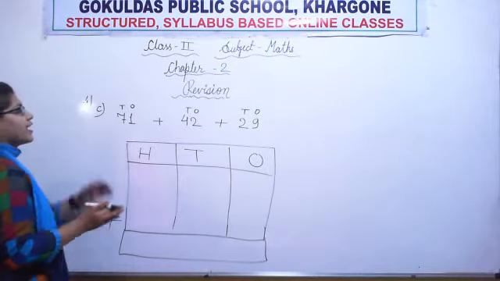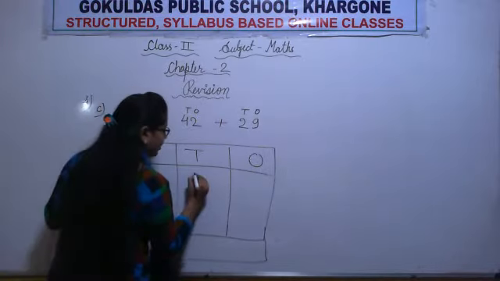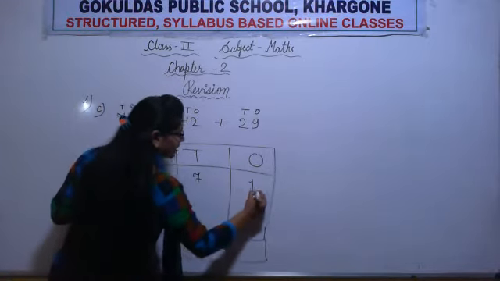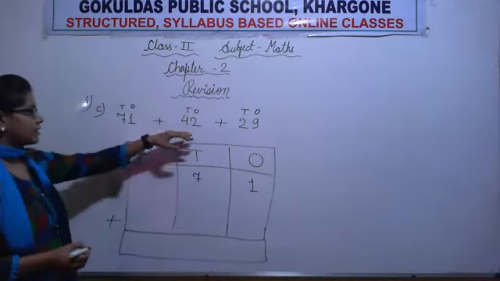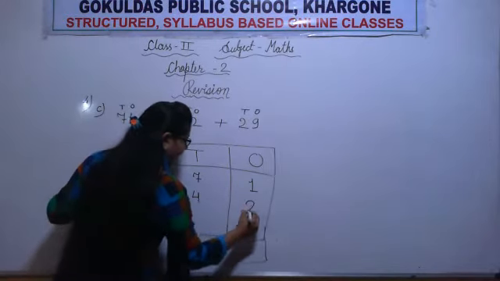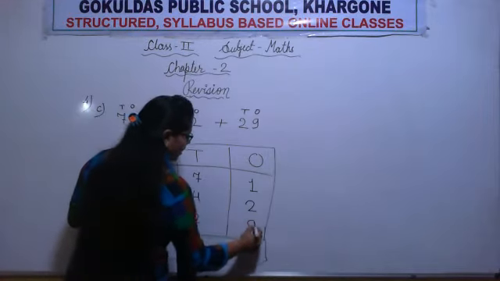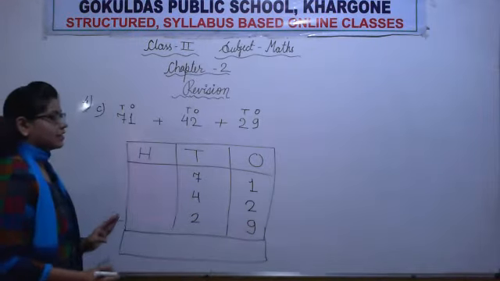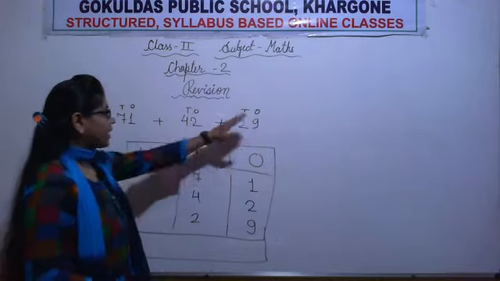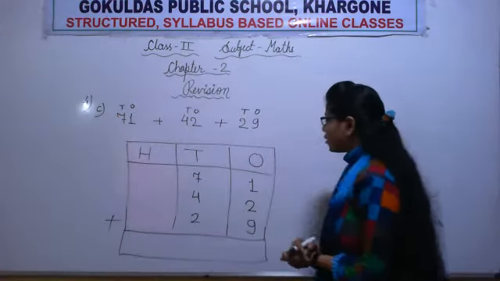Now first write 71, tens below tens and ones below ones. Write with me, tens below tens and ones below ones. Now the next number is 42. Again tens below tens and ones below ones. Now the next number is 29. Again tens below tens, ones below ones. Now we are done with the writing part. Now it's time for solution.